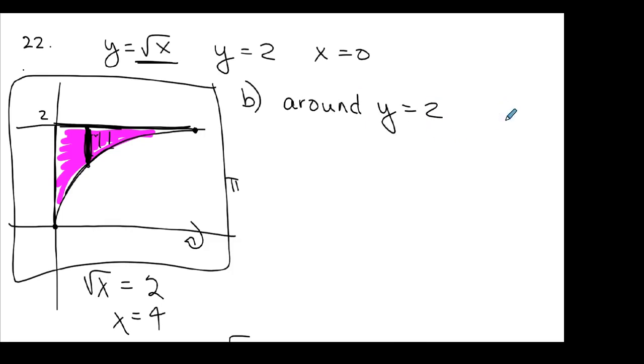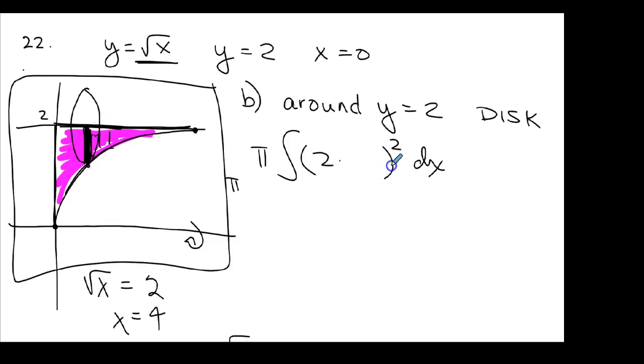So to revolve around y equals 2, it is a disk problem. The radius of my disk is the height of that rectangle. If you can imagine revolving this rectangle around that line, it's going to create a circle. The radius of that circular disk is the height of the rectangle. So I want pi radius squared, and the radius is 2 minus square root of x. I'm still going from 0 to 4. So that's how you set up part B.